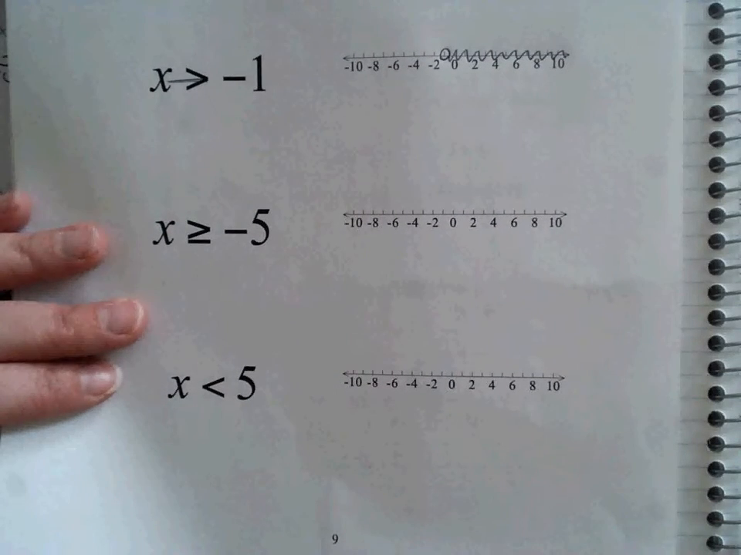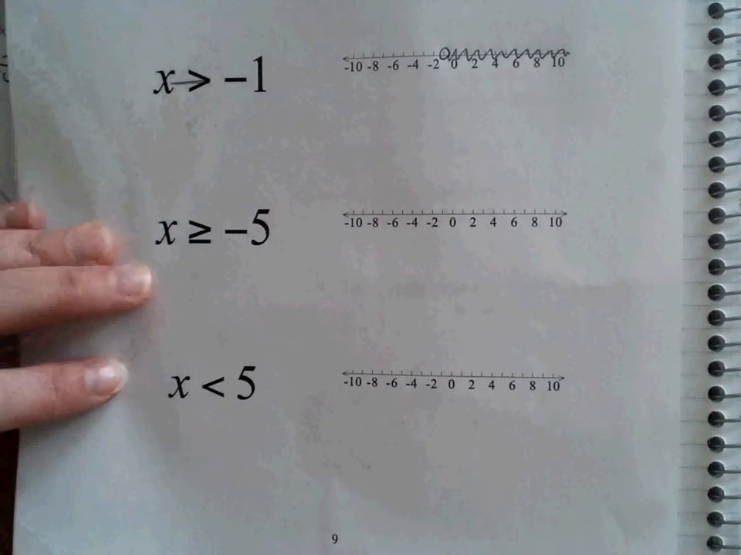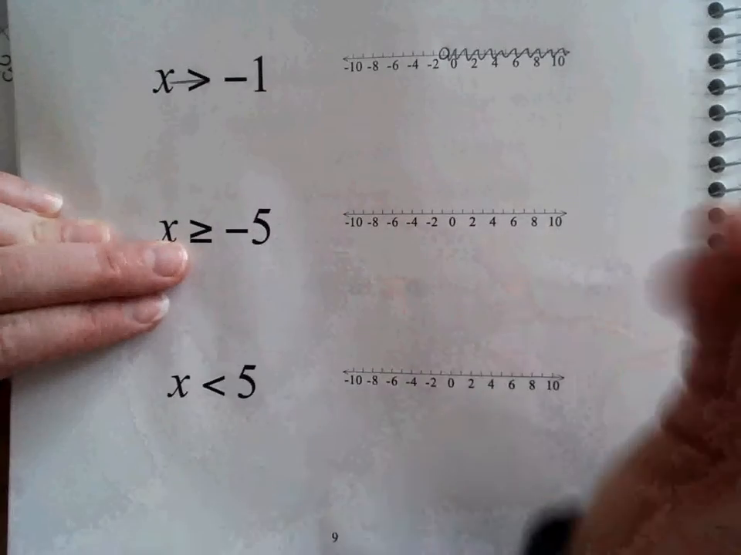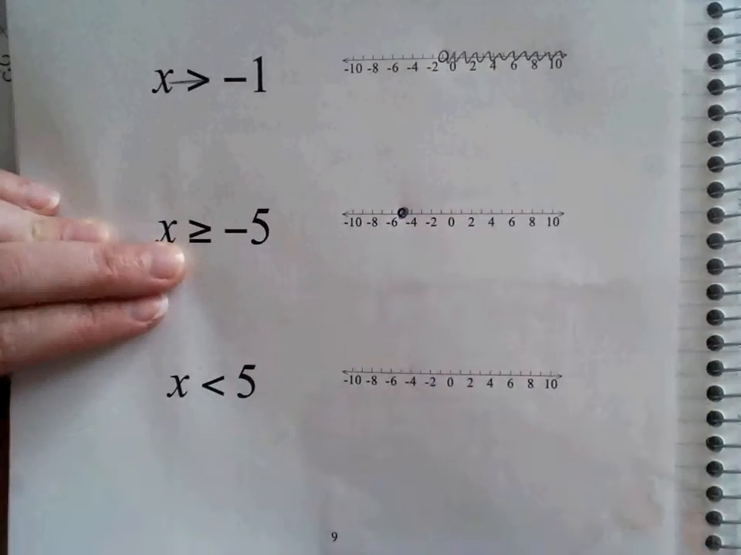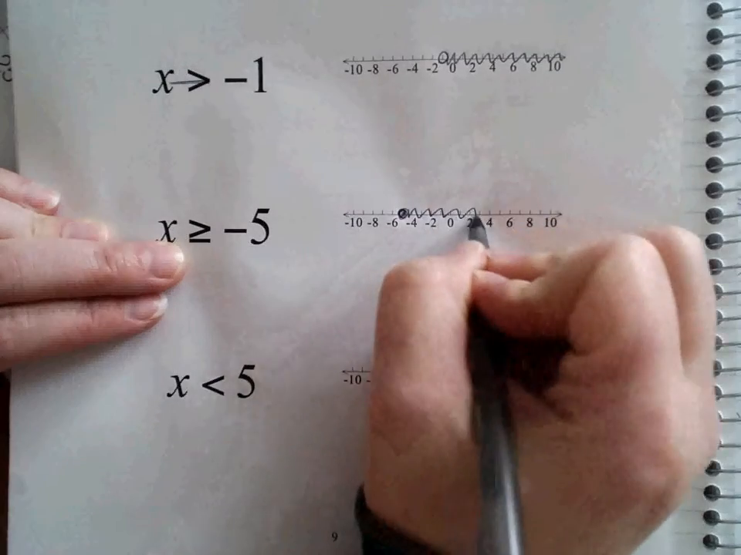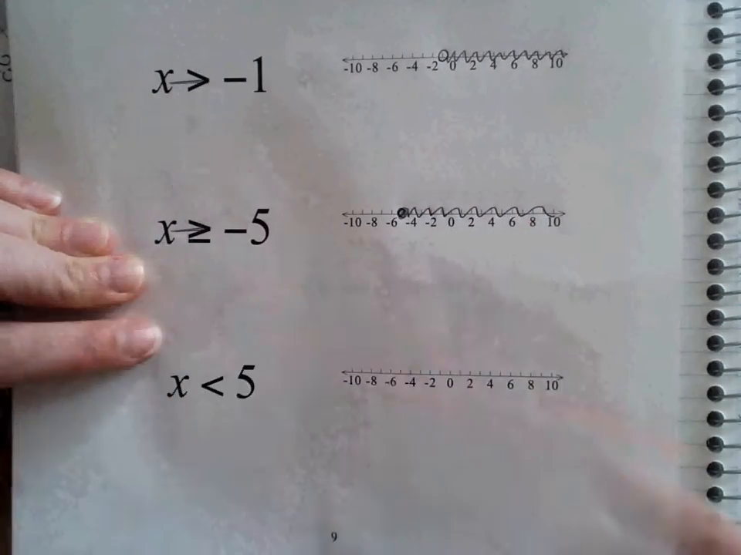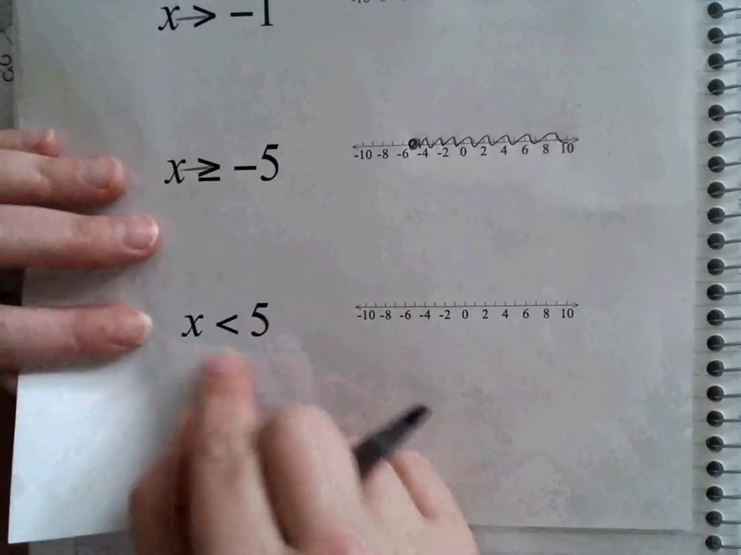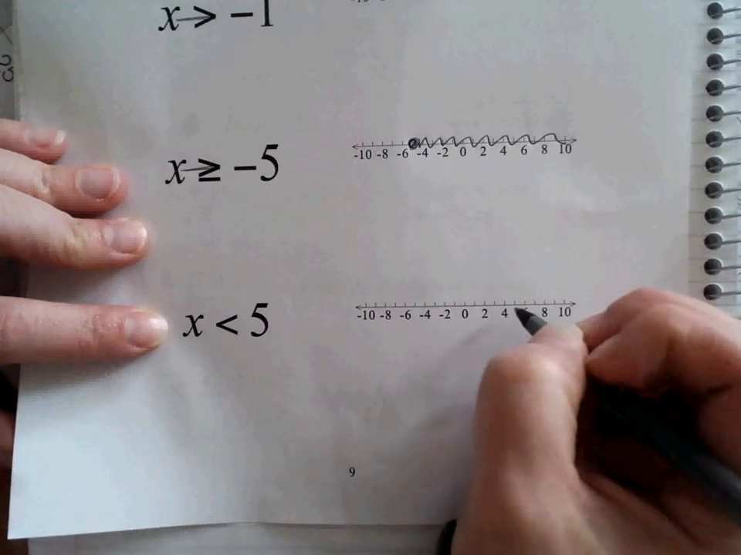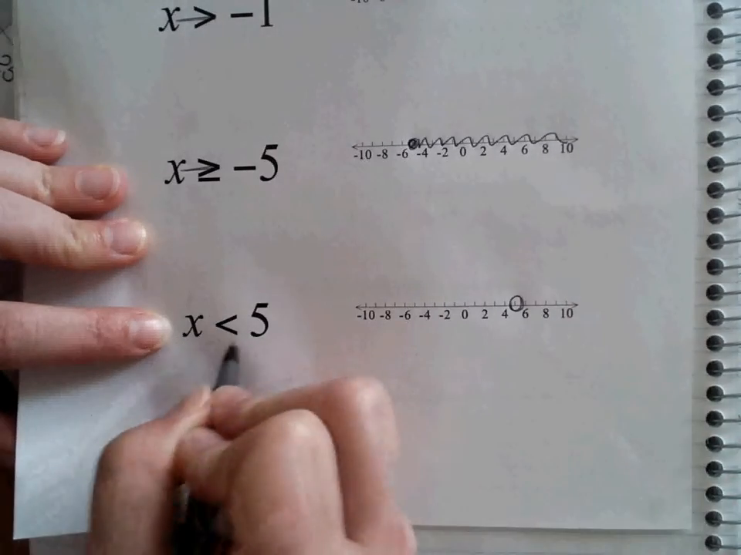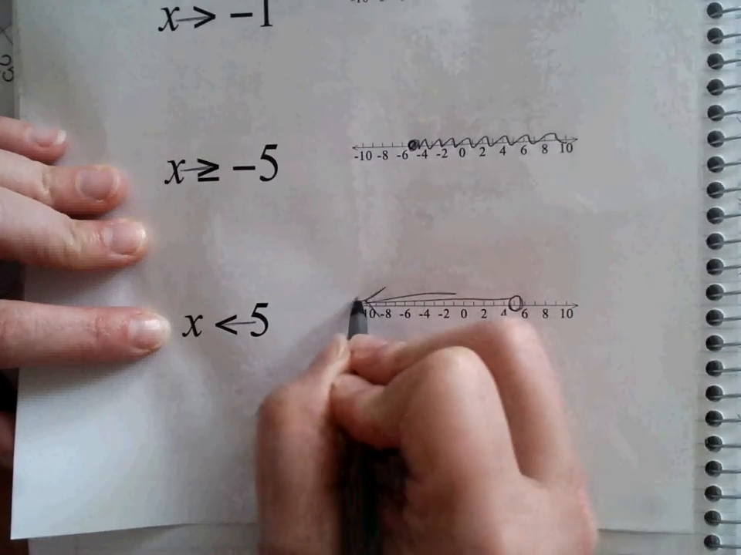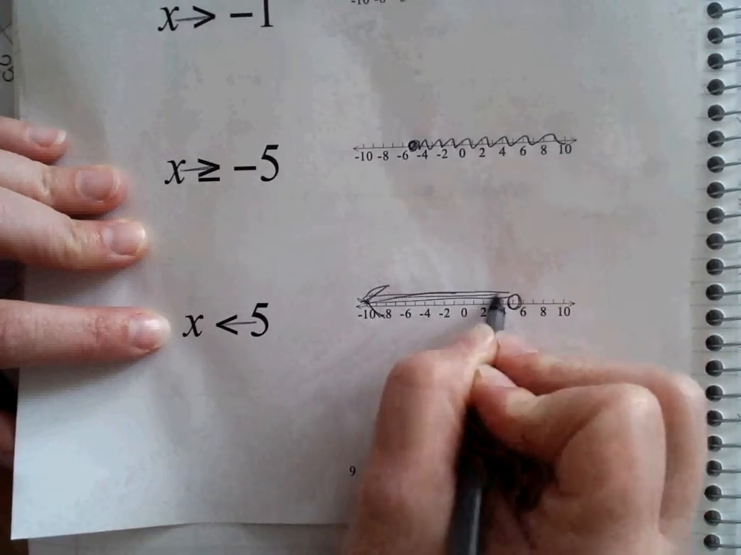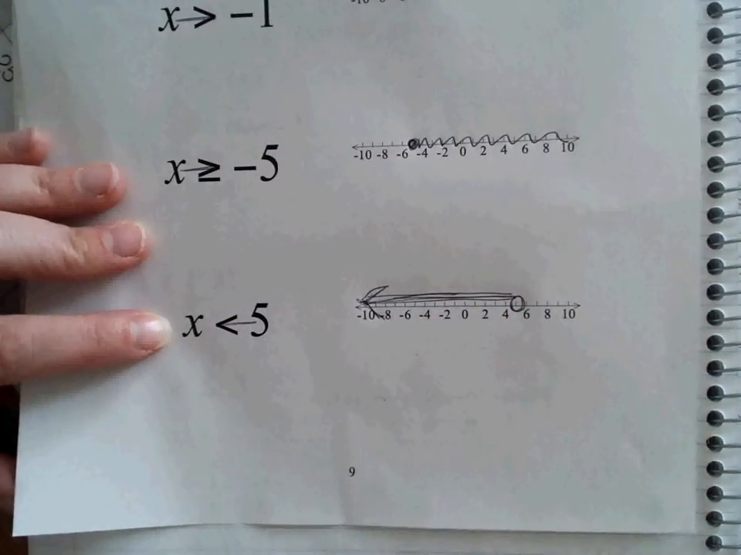So only if it's equal to can we color that in. Write these down, pause the video, try it. So x is greater than or equal to negative 5. I'm going to color in my negative 5 because it's got the equal to symbol, and I'm going to shade everything to the right because that's where my arrow is going. X is less than 5, so I'm going to do an open circle over 5 because there's no equal to symbol. It's going to the left, so I'm going to shade everything to the left.